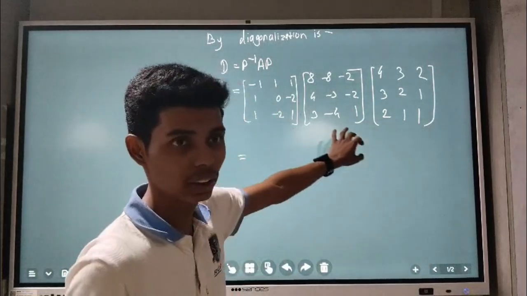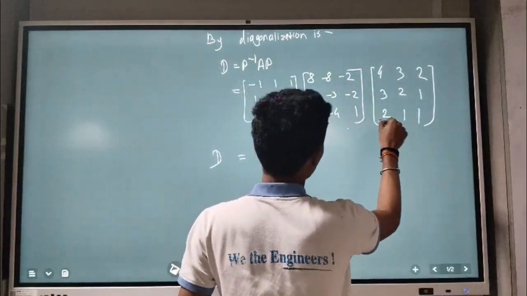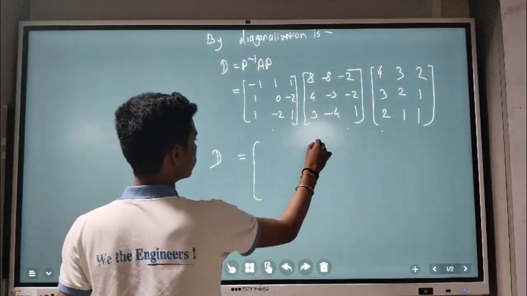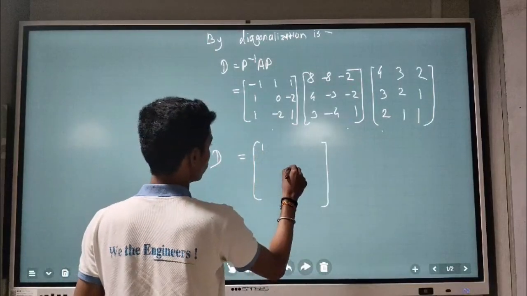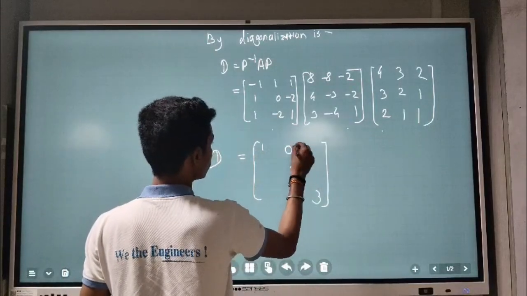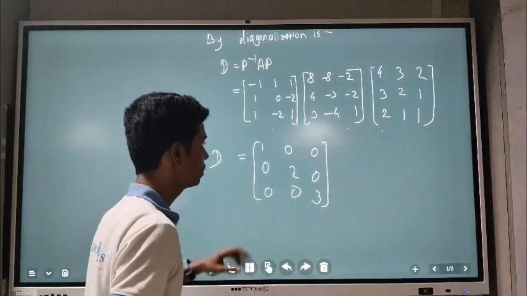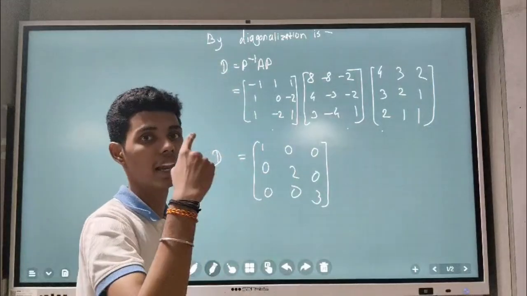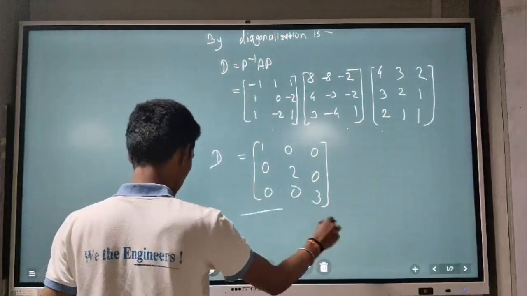We multiply these three matrices. First of all, we multiply these two matrices, then multiply by this matrix. We get the multiplication as 1, 2, 3, 0, 0, 0, 0, 0. This 1, 2, 3 are the eigenvalues lambda 1, lambda 2 and lambda 3. It's the given equation. Then we solve this equation.